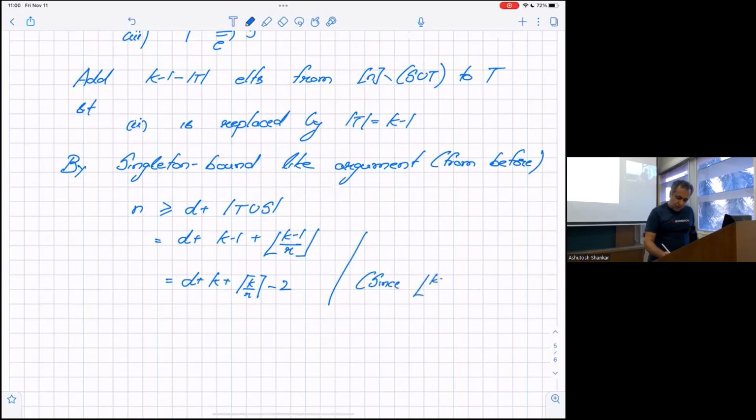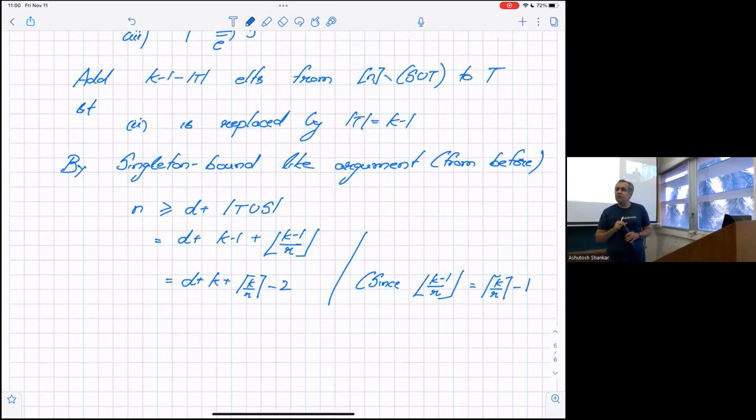K minus 1 by R is the same as K by R minus... The ceiling of K minus 1 by R is exactly the floor of K by R minus 1. Check that this is true. So this exactly gives you what we wanted.